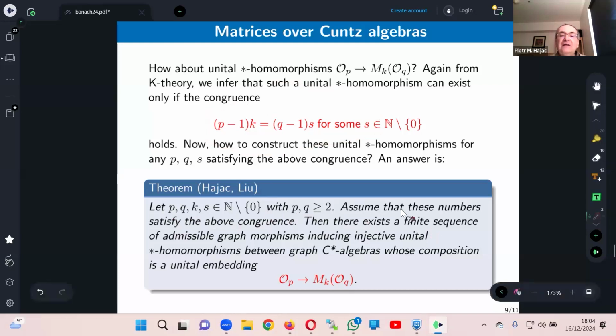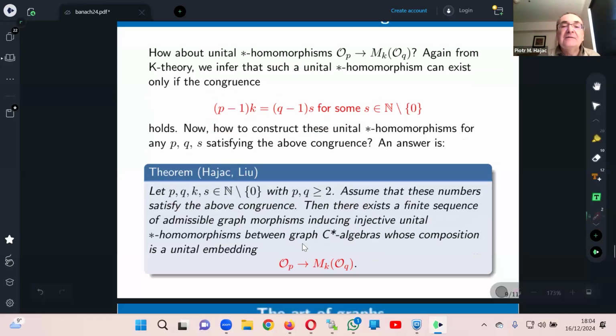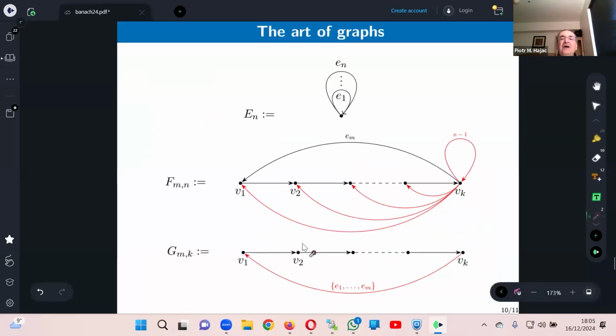inducing injective unital star homomorphisms between graph C-star algebras whose composition is a unital embedding that we wanted to construct. And you see, that's the art of the operator algebras that one can see, which is the title of our project. The combinatorics is given to you in a very tangible way, and it is much easier to actually discover and prove formulas. So here the magic basically happens with these three graphs.